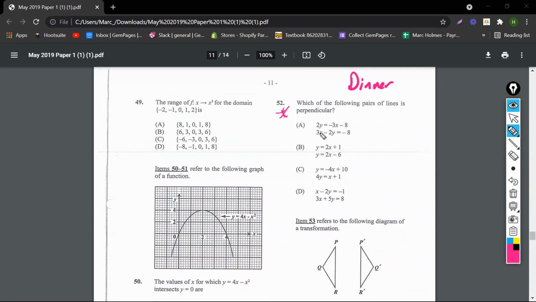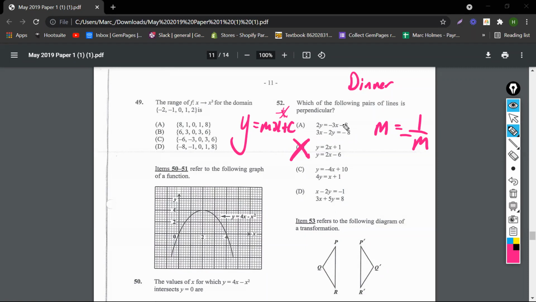First thing, guys, to find out if they're perpendicular or not, it's best to look at the number in front of the x, and you want all of them to be in the form y = mx + c. If they're perpendicular, that means the gradient for one should be the negative reciprocal of the other. So B is out, because these gradients are equal, 2 and 2. It's not the negative reciprocal.